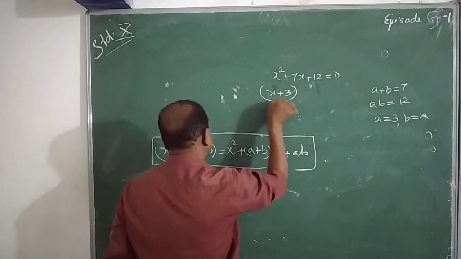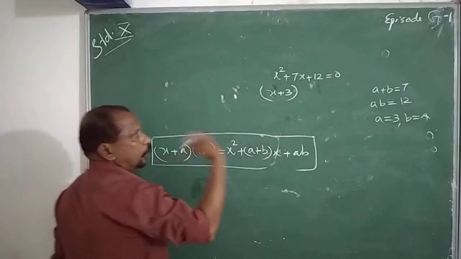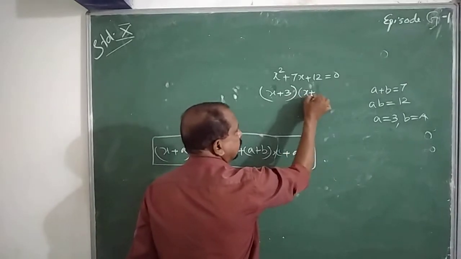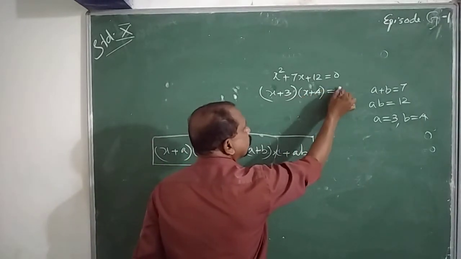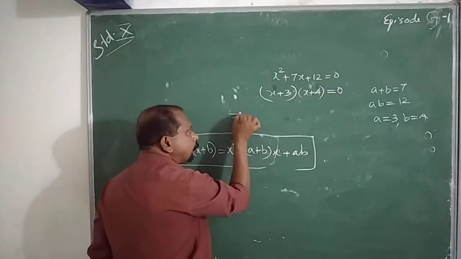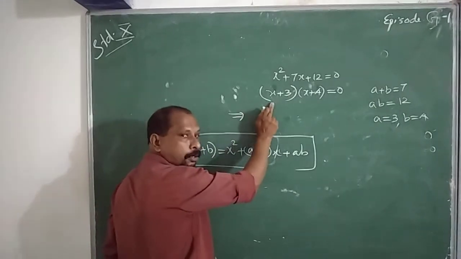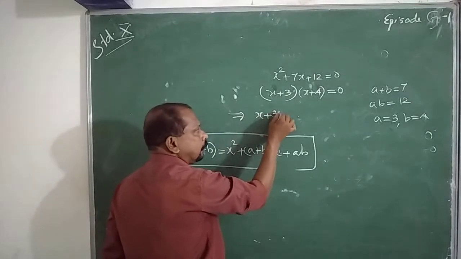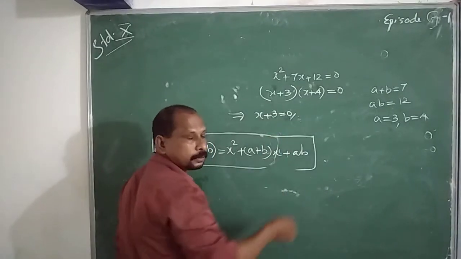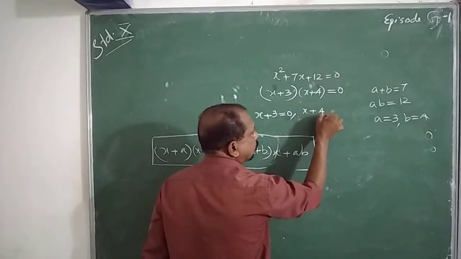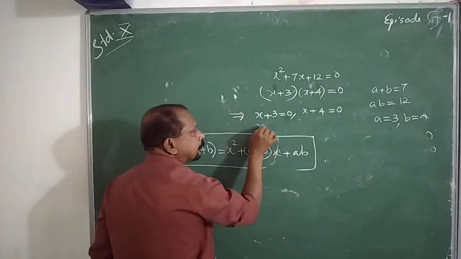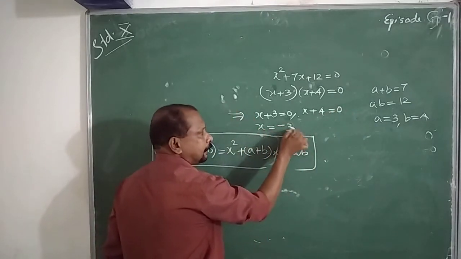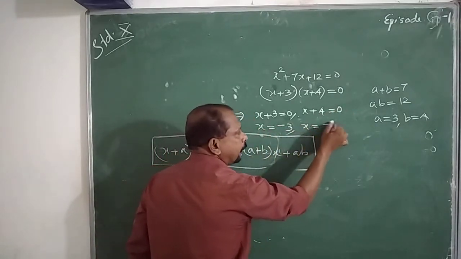Therefore, the next step is what? x plus 3, that is x plus a, into x plus 4, that is x plus b, is equal to 0. Which implies that what? First equal 0 or second equal 0. That means x plus 3 is equal to 0, then x plus 4 is equal to 0. Then x is equal to what? Minus 3. And x is equal to minus 4.